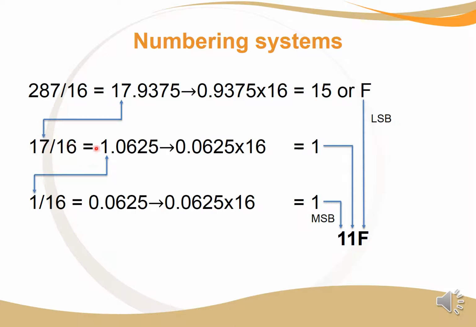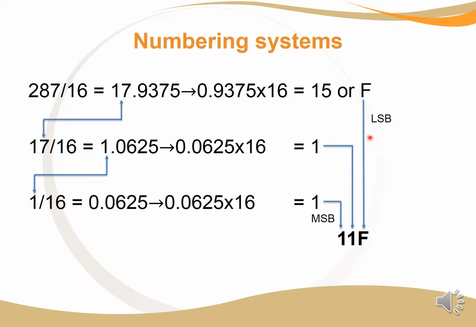17 divided by 16 equals 1.0625. So the 1 goes down here, and then 0.0625 times 16 is equal to 1. So 1 goes there. And then 1 divided by 16 is 0. We have 0, so we stop. We can't go on. 0.0625 times 16 equals 1, which is our most significant bit. So 287 is equal to 11F.